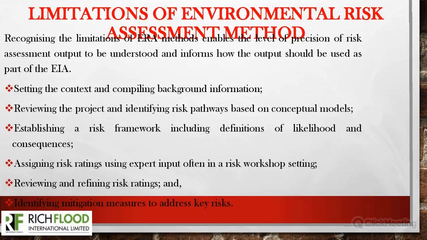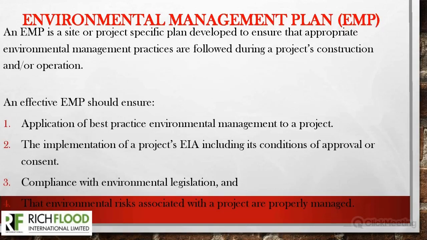Meanwhile, there are some limitations to this assessment method, and recognition of these limitations will enable the level of precision of risk management output to be understood, and it will inform how the outputs would be used as part of the EIA. The steps are: setting the context and compiling background information, reviewing the project and identifying risk pathways based on conceptual models, establishing a risk framework, including definitions of likelihood and consequences, reviewing and refining risk ratings, identifying mitigation measures to address key risks.